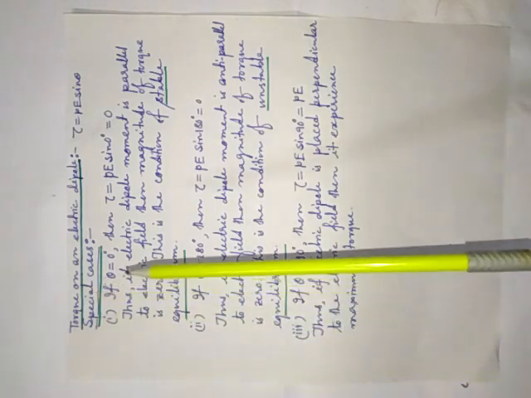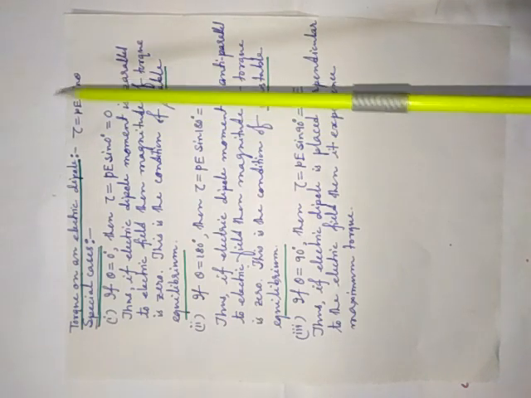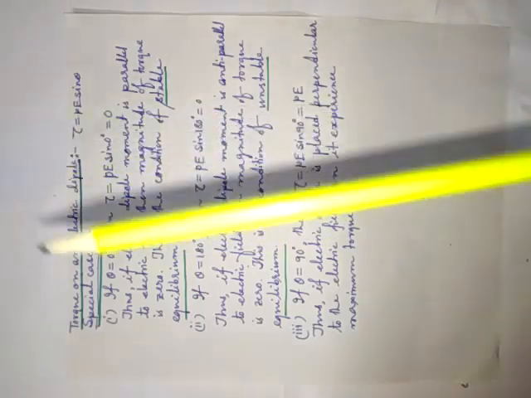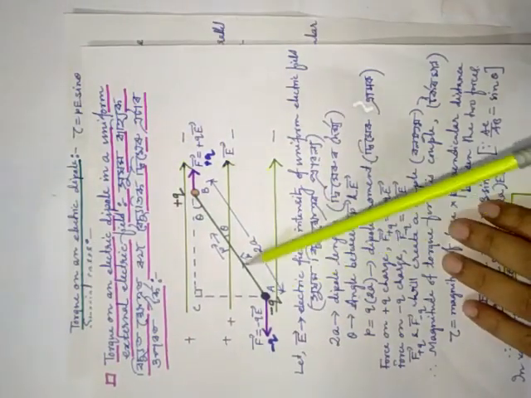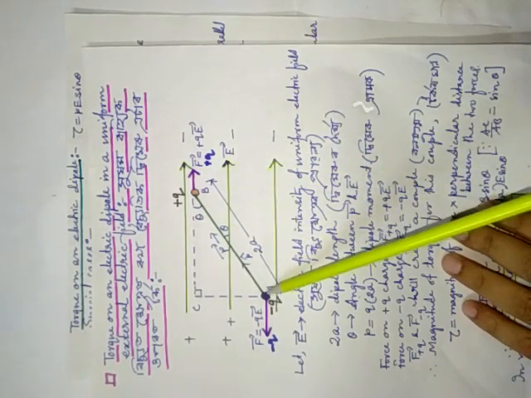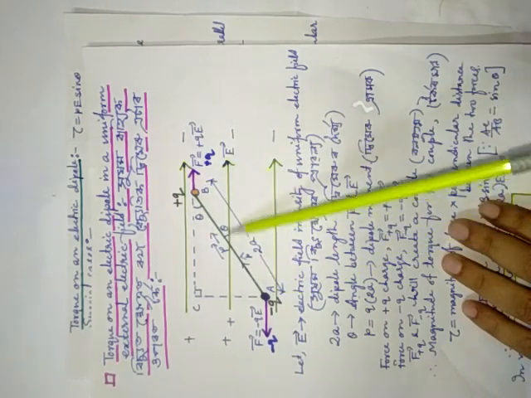Now see here, the first condition is what? First of all, you see the formula tau is equal to P E sine theta. Till here I discussed that theta is the angle between the dipole moment and the electric field. Once again, you see the diagram. Theta is the angle between P vector, which is the dipole moment, its direction being from minus q to plus q, and E vector.